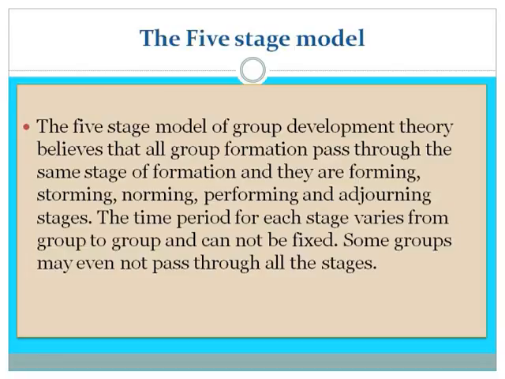What is the five stage model in stages of group development? Well, the five stage model of group development theory believes that all groups pass through the same stages of formation: forming, storming, norming, performing and adjourning. The time period for each stage varies from group to group and cannot be fixed. Some groups may not pass through all the stages. Some groups might go through all the stages sequentially, while some might go without passing through all of them. So this is what the five stage model is.